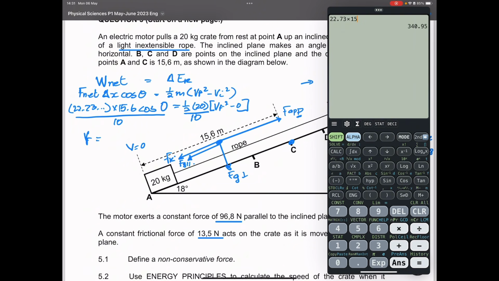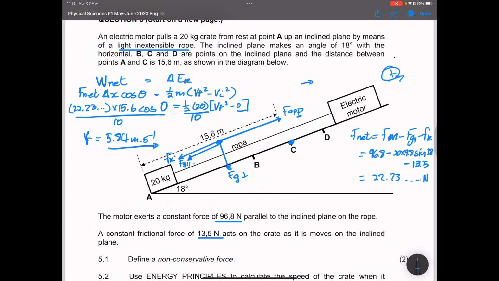So this is going to be cos of 0, but you know cos of 0 is 1. Okay, so this is divide by 10. Okay, I've got that answer there, which is 34.09, and all I'm going to do is take the square root of our answer, and that gives me 5.84 meters per second, and that is how we'll get to that answer there. Of course, please just make sure that you try and get this answer back.